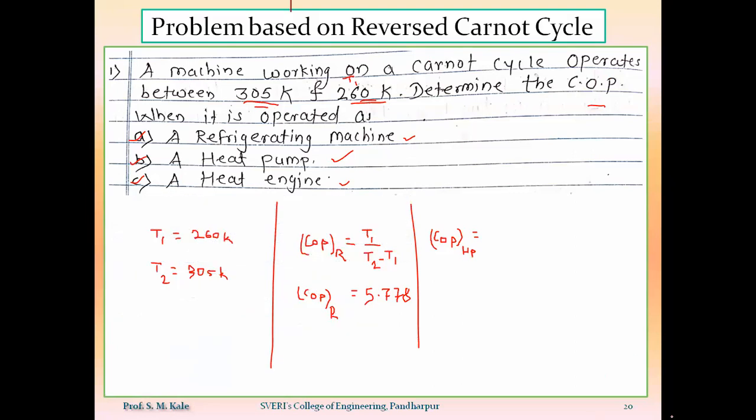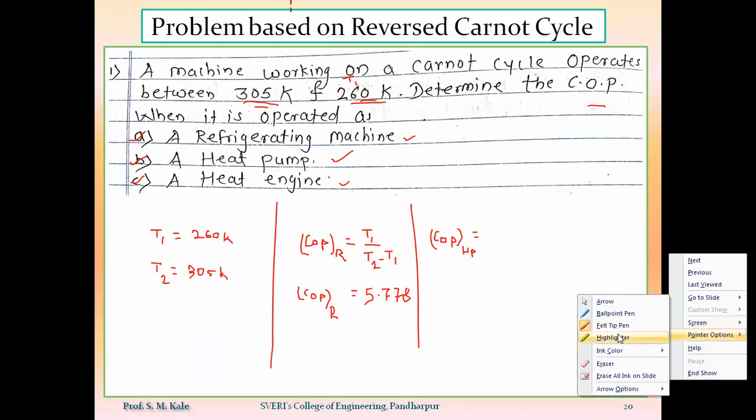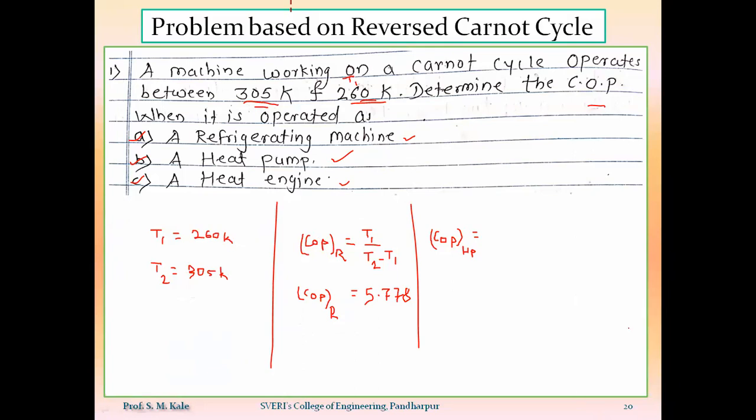Now if I want to calculate the COP of heat pump, then the formula will be T2 divided by T2 minus T1, or you can use another formula: COP of heat pump is equal to COP of refrigerator plus 1. The COP of refrigerator is 5.778, so the COP of heat pump is 5.778 plus 1, that is nothing but 6.778. So by using the other formula also we should get the same answer, T2 divided by T2 minus T1. Put those values, check whether you are getting the same answer, 6.778, or not. Same answer. Okay.